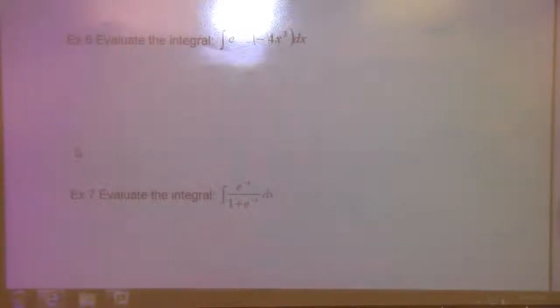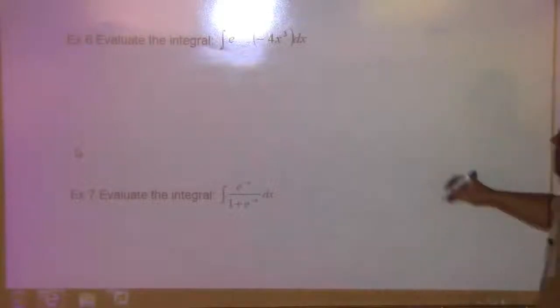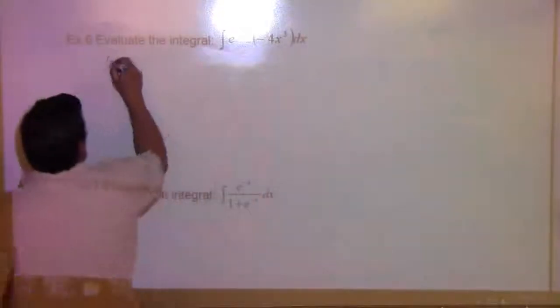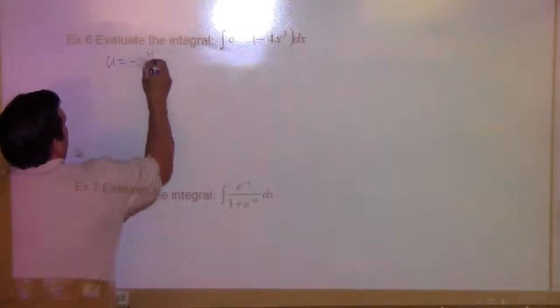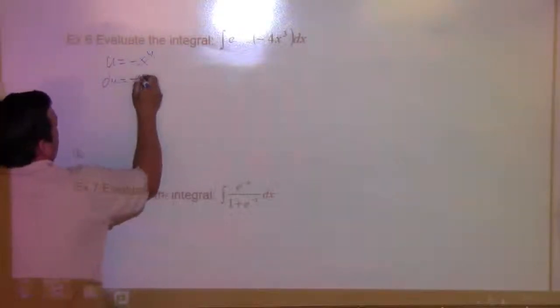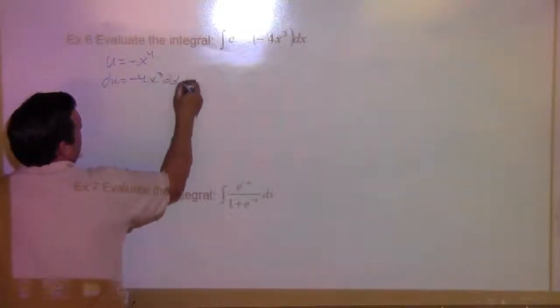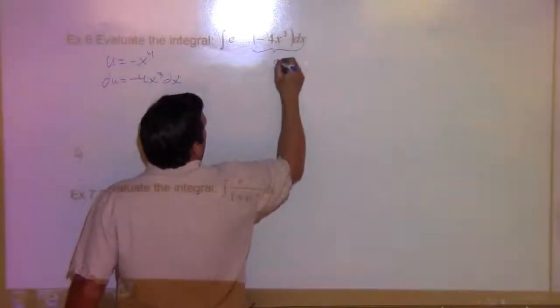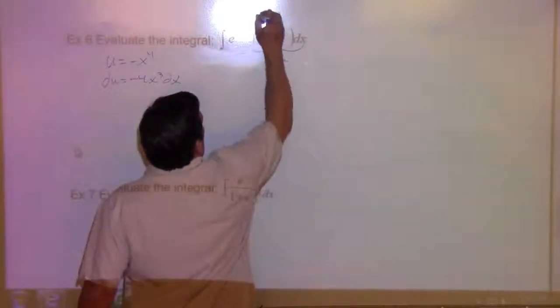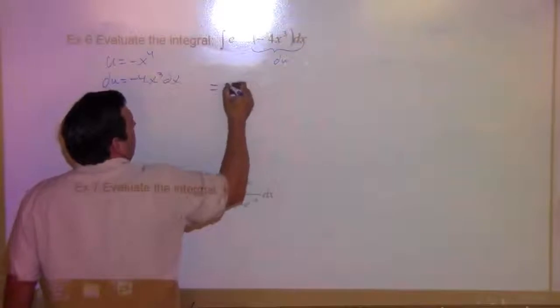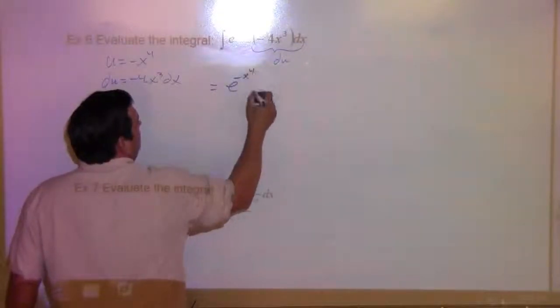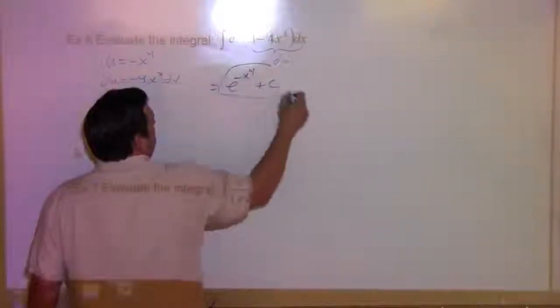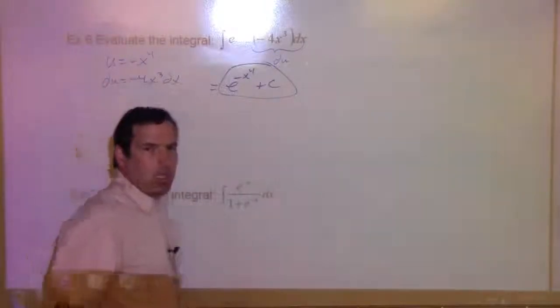So you evaluate the integral of e to the negative x to the fourth times negative 4x cubed. Just to check, if my u is negative x to the fourth, my derivative of that is negative 4x cubed dx. And we have that. So this part is the du, and that part is the u. So this is going to be e to the negative x to the fourth plus some constant c. That's it. Voila. Kind of cool.